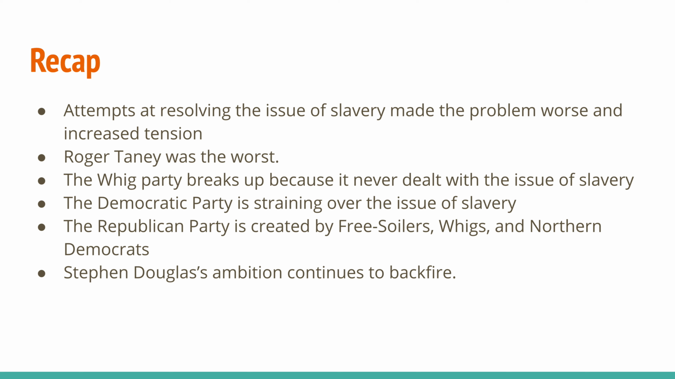The Whig Party breaks up because it never dealt with the issue of slavery. The Democratic Party is straining over the issue of slavery, and the Republican Party is created by Free Soilers, former Whigs, and Northern Democrats. And then finally, Stephen Douglas's political ambitions continue to backfire. So the first one was the Kansas-Nebraska Act, then the 1858 senatorial campaign, which he actually won, and then in 1860 when he will attempt to run for president.